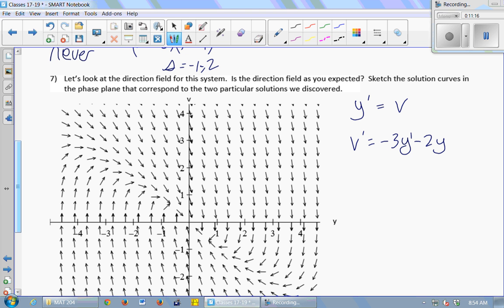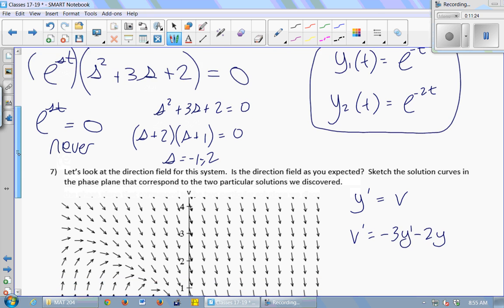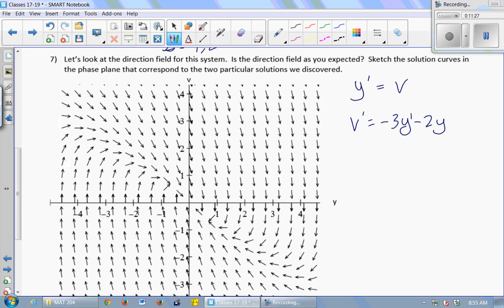So what's my initial condition? How am I going to sketch the solution that corresponds to e to the negative t? Where does it go in this phase plane? I need a point to start at so that I can follow the arrows. At time 0, you know what y is, right? But this doesn't have time in it. This is y on the horizontal axis and v on the vertical axis. So y of 0 we know.